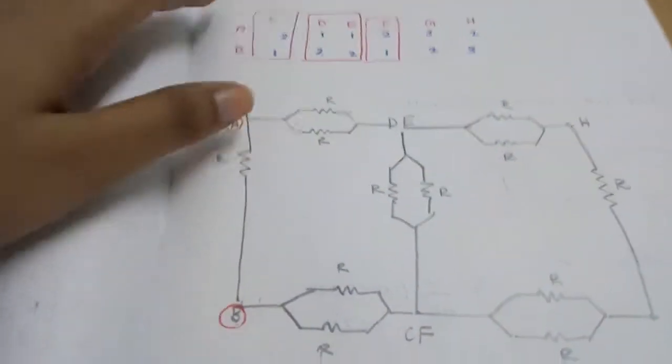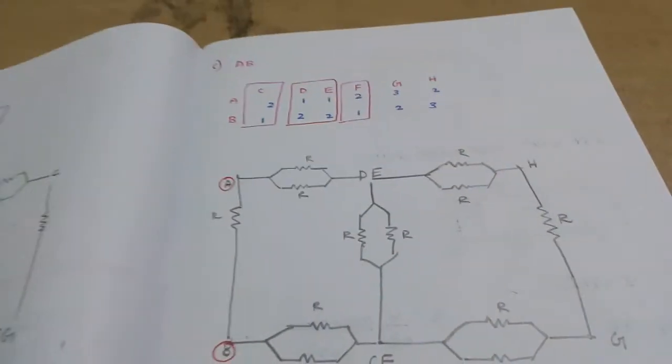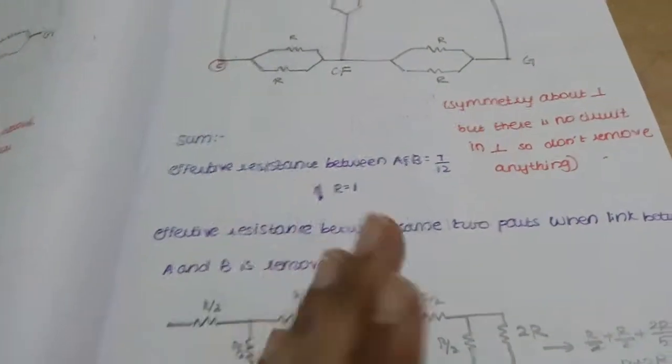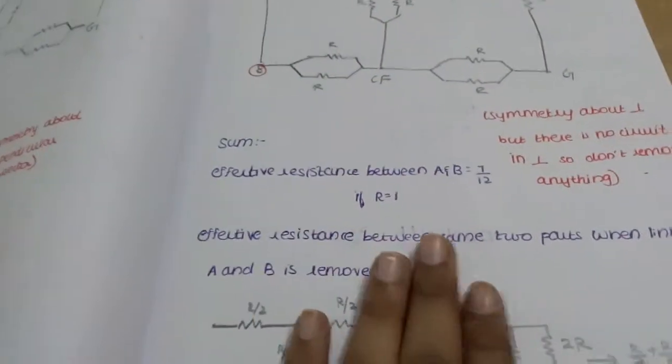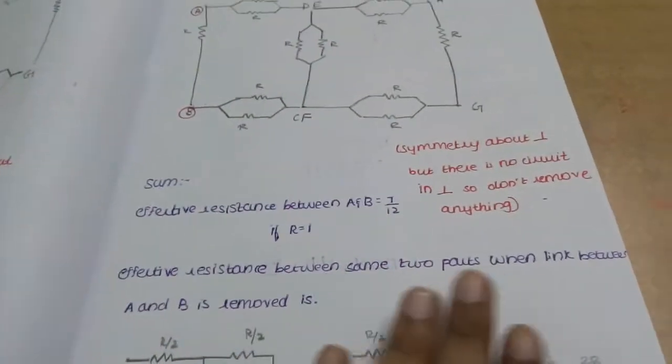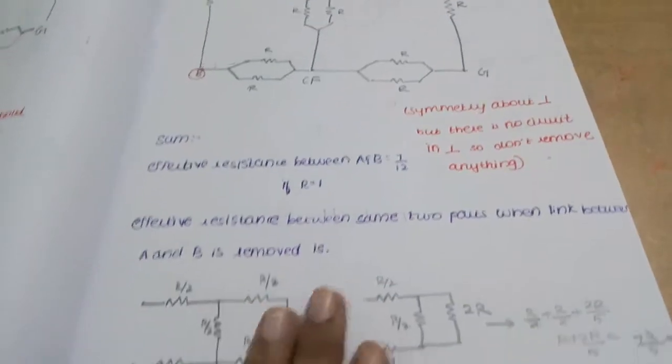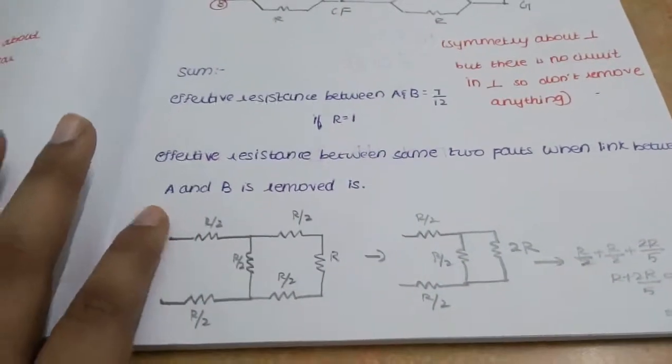Then AB is also the same as it is. In AB, there is a sum: the effective resistance between A and B is 7 by 12 if R is equal to 1. The effective resistance between the same 2 points when the link between A and B is removed: if the link is removed, it's very easy to solve. You solve it out.